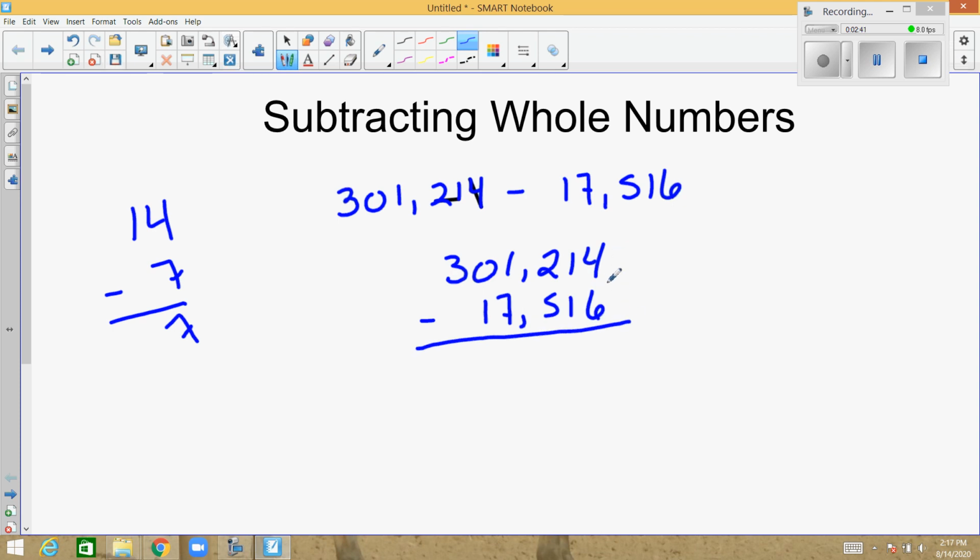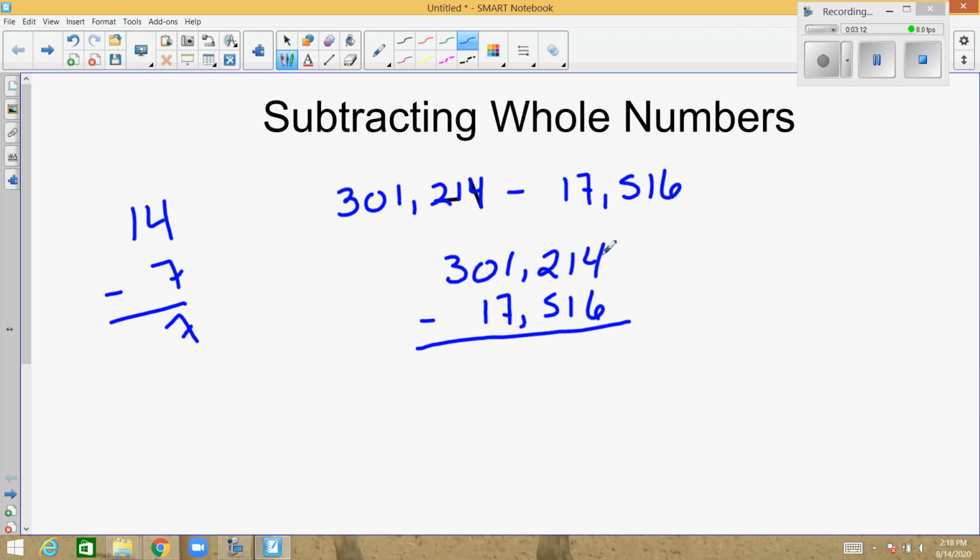Now I look at them from right to left and say, I can't subtract 6 from 4. 1 from 1 I can do. 5 from 2 I can't do. 7 from 1 I can't do. 1 from 0 I can't do. But 0 from 3 I can. And 300,000 is a much larger number than 17. So realistically I can do this. I cannot flip those guys. I cannot subtract 300,000 from 17. I will not pay you over $275,000.